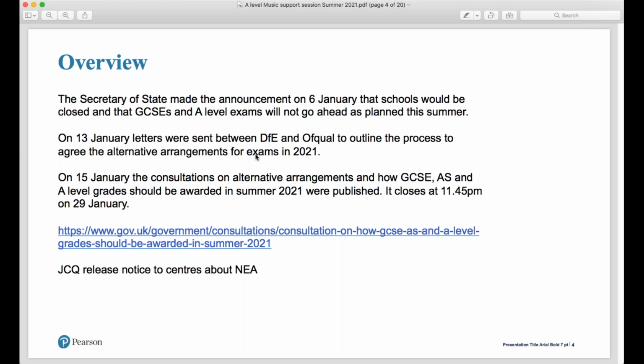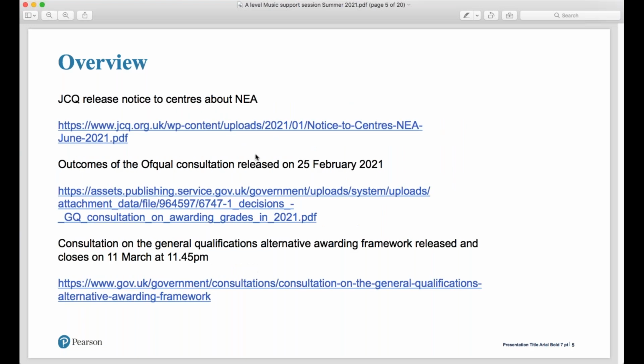There was also a consultation for vocational and technical qualifications that was released at the same time and closed at the same time as well. There's a link there through to the consultation page where the outcomes are also published. A few days into that consultation, JCQ released a notice to centres about NEA, and there's a link there to that notice as well. That set out that NEA components could be completed outside of the usual controls or supervision that would be in place for those components, and things could be completed outside of the centre and various things like that. There are details in that notice about those things as well.